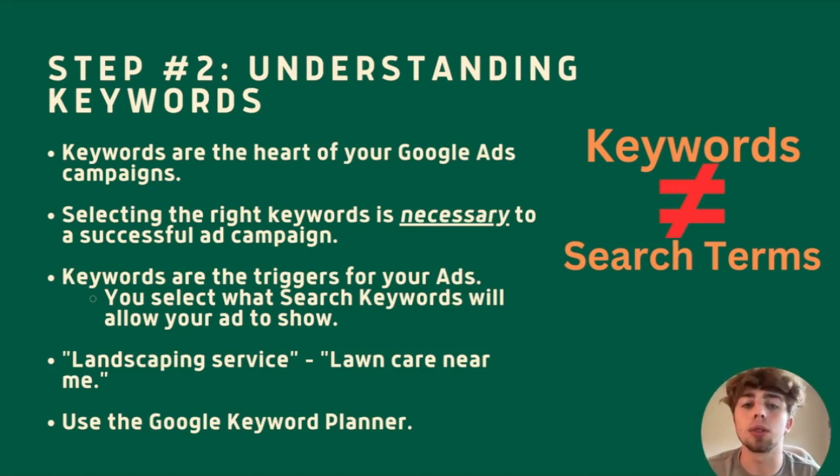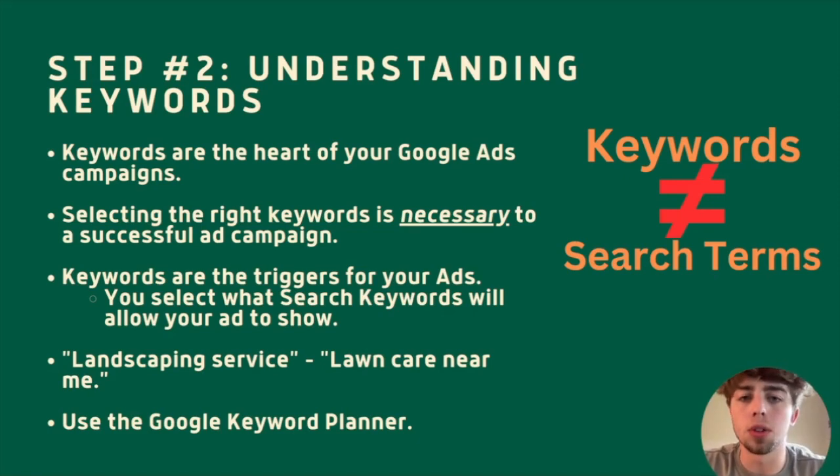So as I said, selecting the right keywords is necessary to a successful ad campaign, and keywords are the triggers for your ads. So you are going to select what search keywords will allow your ad to show. So for example, for your service, landscaping service or lawn care near me might be some keywords that you are going to use. Now, one thing I'm going to show you now is the Google Keyword Planner, and this is how you can see what people are searching for in your area and what keywords you can use.